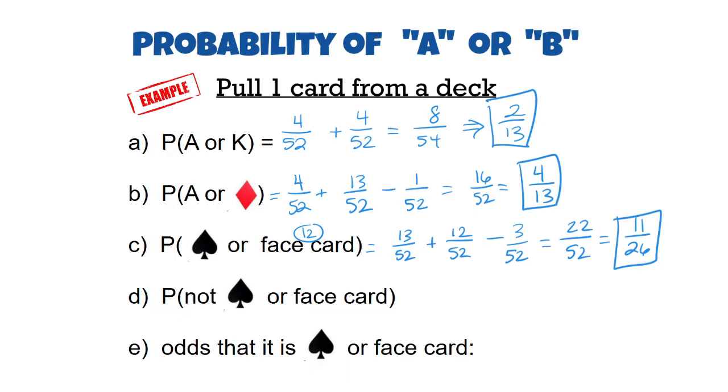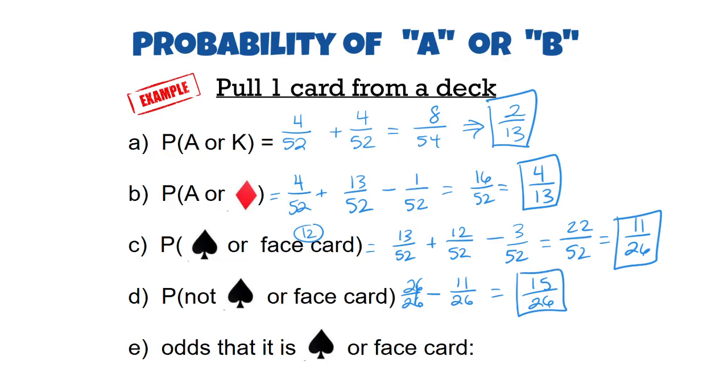Okay, what about the probability that it's not a spade or a face card? Well, that's the complement of the question I just asked you. It's the opposite. So the opposite, I'm just going to do 1 minus the probability that it did happen. And I just learned that the probability that did happen is 11 over 26. So remember, you're just going to take this and turn it into 26 over 26, which gets us a 15 over 26, and I don't think that's going to reduce for us.